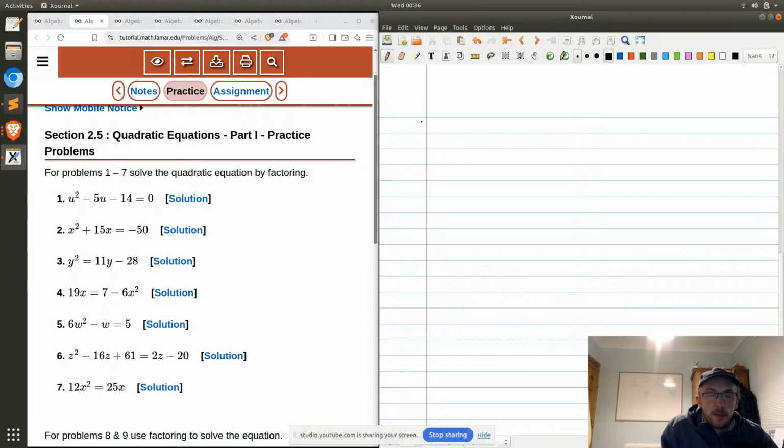Now for the fifth problem. 6w squared, take w, take 5 is equal to 0. And solve. Perhaps I shall do this. I'll take away 1 of 6w and add 5w. So w is negative 5 over 6 or 1.